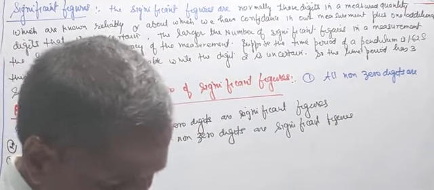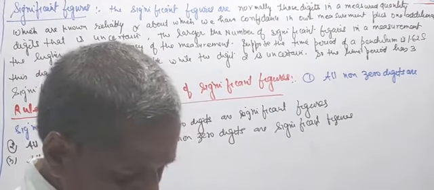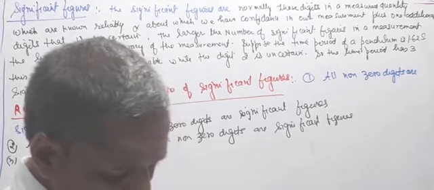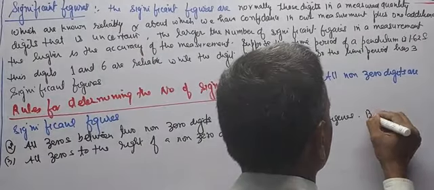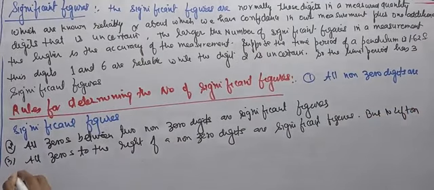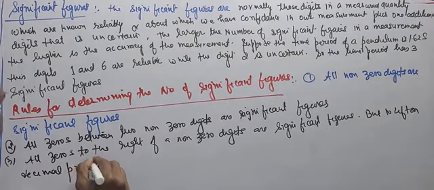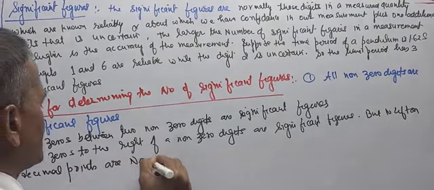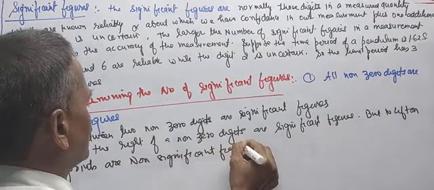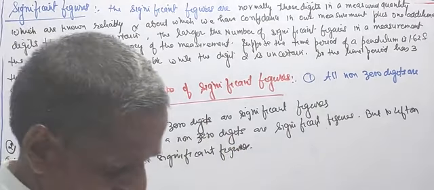Next point, all zeros to the right of a non-zero digit but to the left of an understood decimal point are non-significant figures.